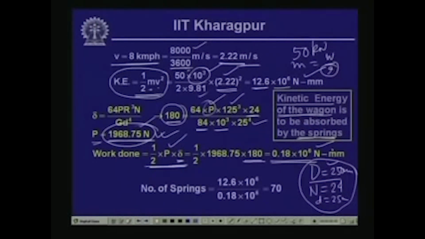And as we had seen, the kinetic energy of the wagon is equal to 12.6 into 10 to the power 6 Newton millimeter. So, this is to be brought to rest. So, the number of springs that we need is equal to this kinetic energy divided by the work done by each of these springs. This will give us a number 70. So, these many springs are to be used, so that the wagon can be brought to rest by absorbing the energy which is being imparted by the wagon.